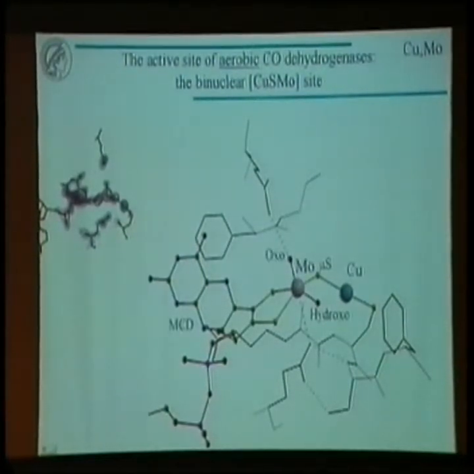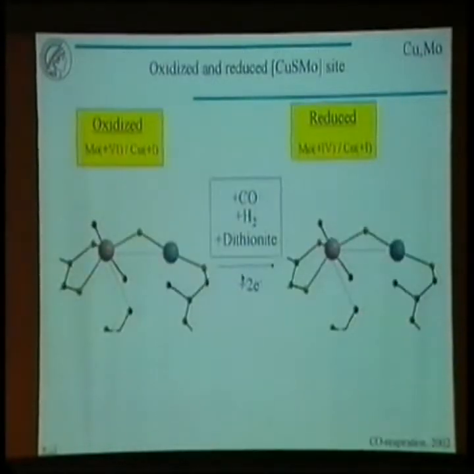Now, this is the identification of these various ligands. So there's the molybdenum, there is a copper, there is a bridging sulfur, there is a hydroxyl group, and there is an oxo group, and there is this so-called molybdopterin cofactor. So the first thing that we can do is to look at the oxidized form. That is, we have the crystal in air, and it is completely oxidized. The molybdenum is state 6, copper state 1.